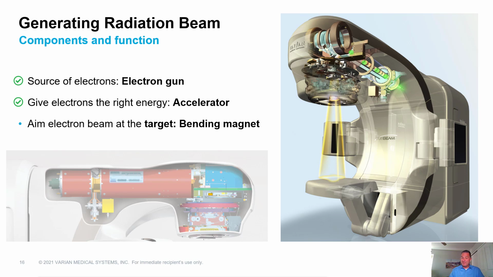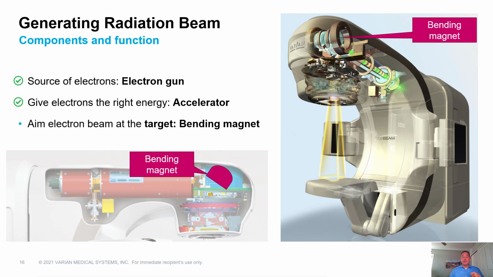So how do we solve this problem? The solution is a bending magnet. The bending magnet deflects the beam in a 270-degree loop. The lower energy electrons are deflected through a smaller radius loop, and the higher energy electrons are deflected through a larger radius loop. Now that we have that high energy electron beam in the orientation that we need them, what's next?